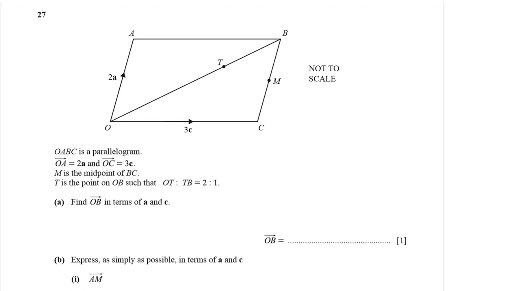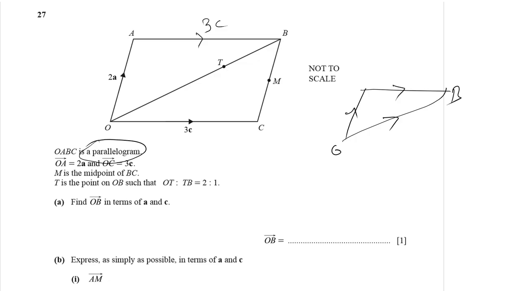Last question, vectors. We need to find OB, and as they say, it is a parallelogram. So if this is 3C, AB would also be 3C. So by using this triangle, the resultant OB would be in such form, that is 2A plus 3C.